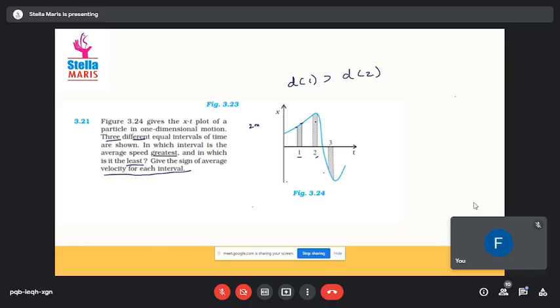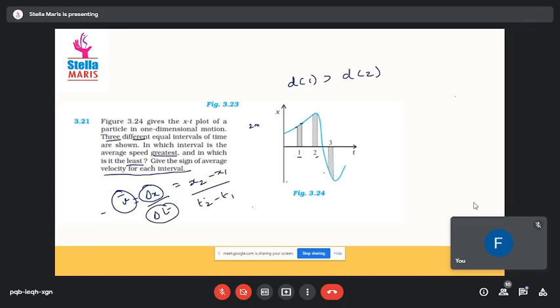What is the average velocity formula? Total displacement divided by total time. Okay, displacement by time interval, del x by del t. So when can the average velocity be minus and when can the average velocity be plus? Average velocity depends on the del x value. Am I right? So what is del x here? x2 minus x1 divided by del t, which is t2 minus t1.